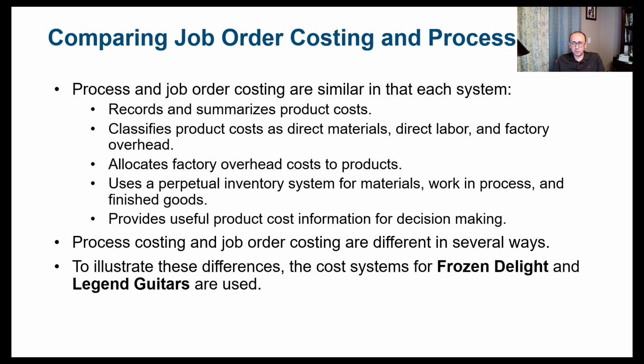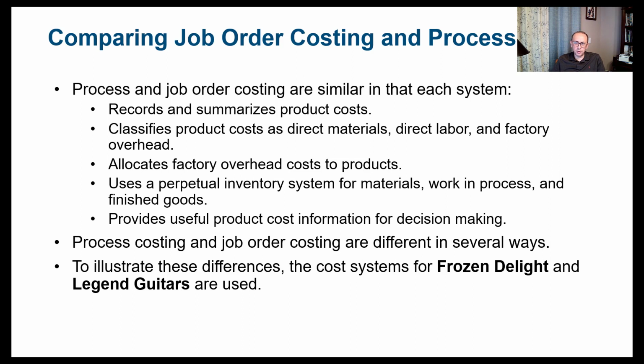I hope you still remember the difference between perpetual and periodic. In a perpetual inventory system, we calculate the cost of goods sold with every single sales transaction. But in a periodic inventory system, we wait until the very end of the accounting period and we calculate the cost of goods sold all at once. Another thing is it provides useful product cost information for decision making.